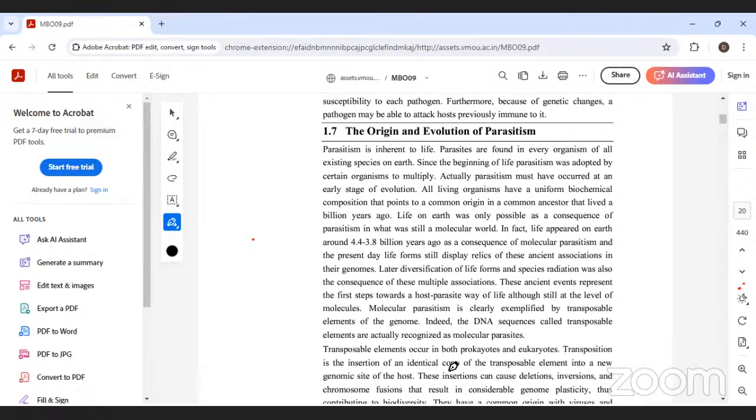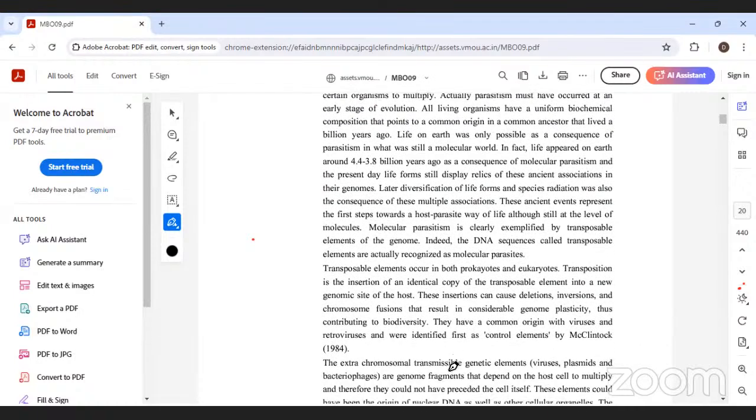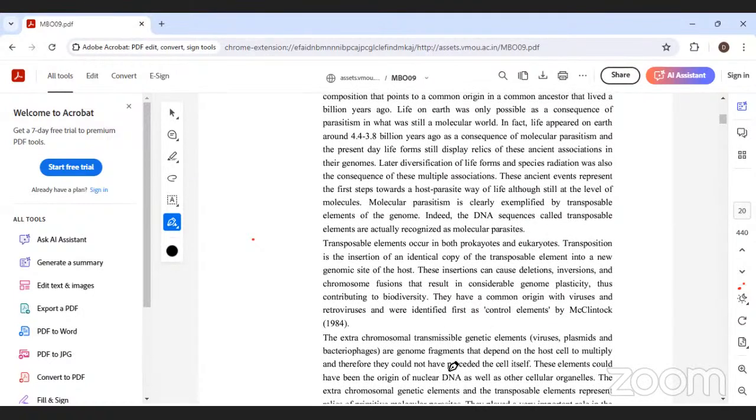which is clearly exemplified by the transposable elements, the jumping genes. That element is called the jumping genes. Indeed, these DNA sequences called transposable elements are actually recognized as molecular parasitism. These jumping genes, the transposable elements, occur in both prokaryotic and eukaryotic organisms.